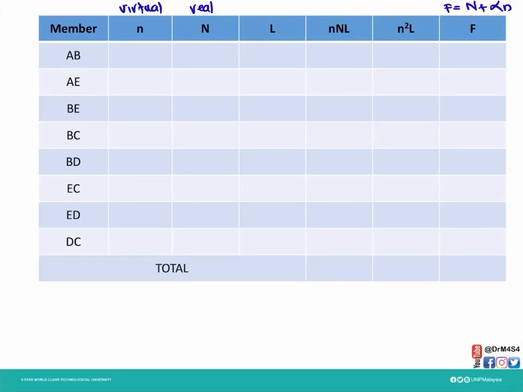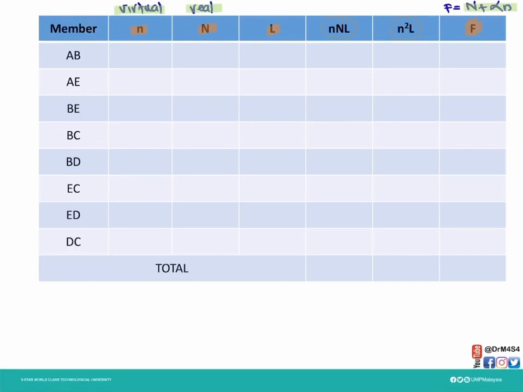Once we're done for our virtual and real case, we need to tabulate this table where the small n is for virtual internal force, capital N for internal force for real case, and L is length of the member. And then you have to calculate value for small n times capital N times by L, and find the value for n squared times by L, and find value for F. And F is capital N plus alpha times small n.